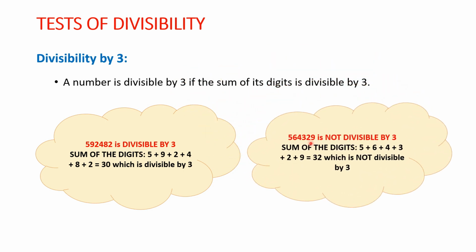Let's take another example. Let's consider the numeral 564329. This is not divisible by 3. So first we are finding the sum of the digits and the sum of the digits is 32, which is not divisible by 3. Therefore, the given numeral 564329 is not divisible by 3.